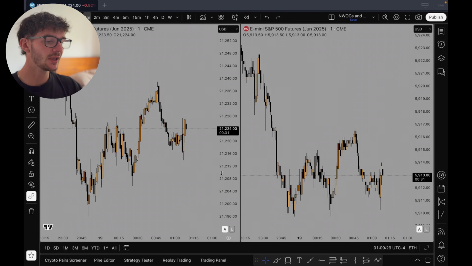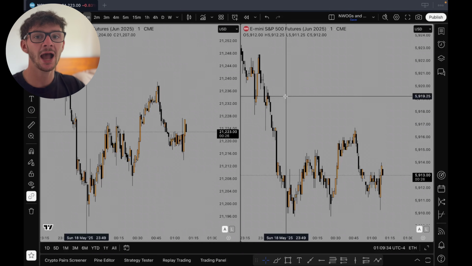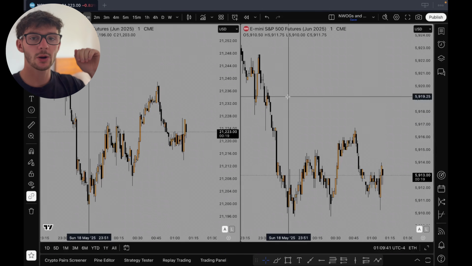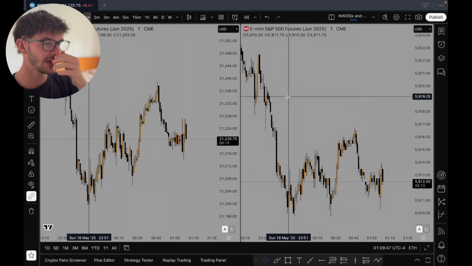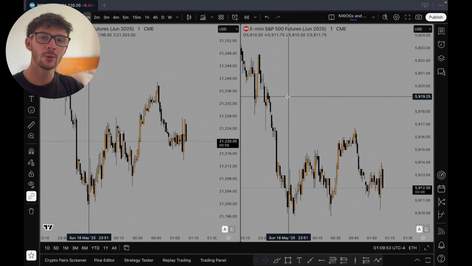Another thing I want to point out is don't use an SMT with the NASDAQ, S&P, and the Dow. I used to use the Dow as well, so I would have a separate chart where I would have NASDAQ, S&P, Dow, and I would look for an SMT between all of them. Now, while this is doable and it is something you can do if you wish, I would recommend you don't.